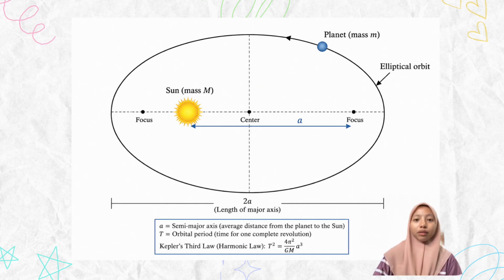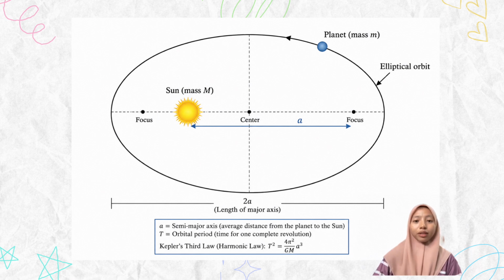The next part, we move to the problem solving. This figure shows Kepler's law of planetary motion. The planet with mass m moves around the Sun with mass capital M in an elliptical orbit. According to Kepler's first law, the Sun is located at one focus of the ellipse while the other focus is empty. The symbol a represents the semi-major axis, which is the average distance between the planet and the Sun.